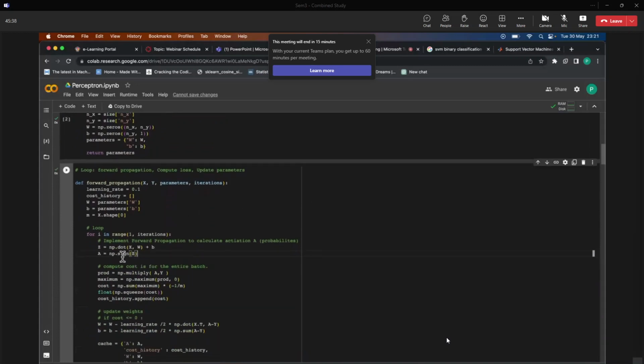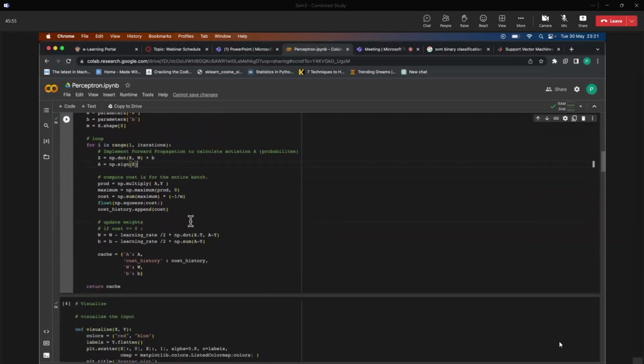np dot sign gives me, if the value is anywhere negative, it will give me -1. If the value is anywhere positive, it will give me +1. If the value is 0, it will give me just 0, nothing else. So with respect to perceptron, we are using it. Now this cost function, this is okay.